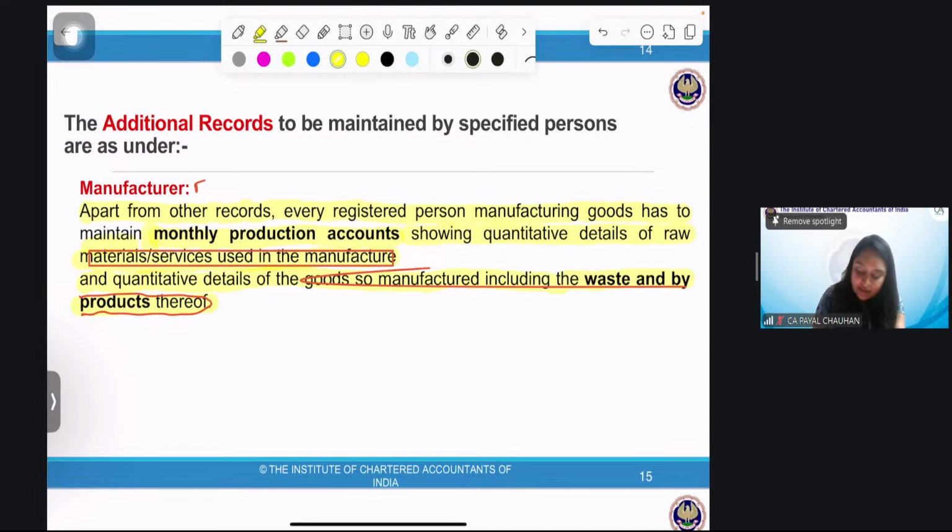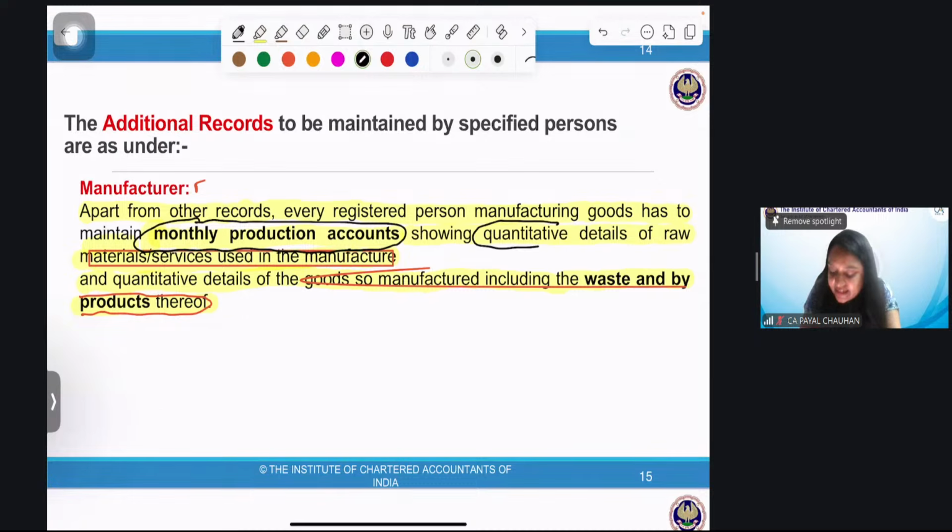Along with that, I'll have a monthly production account showing quantitative details of raw material used, services used in the manufacturing. Tell me one thing: why is the word service not mentioned here? And the quantitative detail of goods so manufactured. Why is service not mentioned? Good, Ashlesha, you've got the point. Let others also get it.